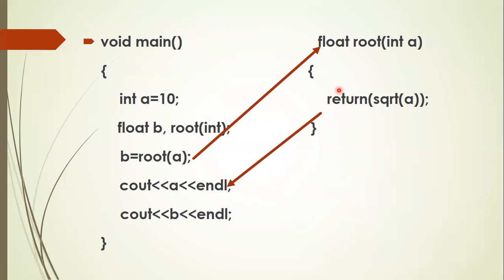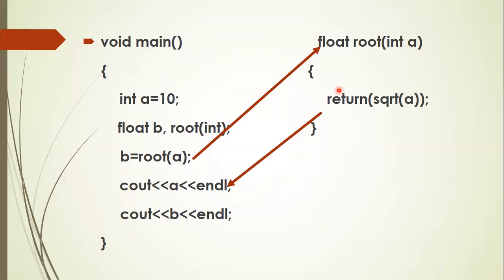So when you call the function root, the actual argument is a. Before the control goes to the root function, the value of the actual argument a is first preserved in the stack register. Then the control goes to the root function, does some simple computation, calculating the square root and returning the value. After that, it comes back to the calling function, goes to the stack register, fetches the value of a again, and displays the value of a. And again, if you want, you can display the value of b also.